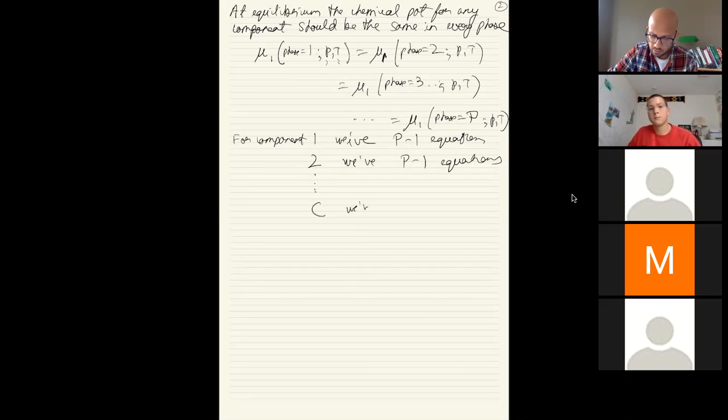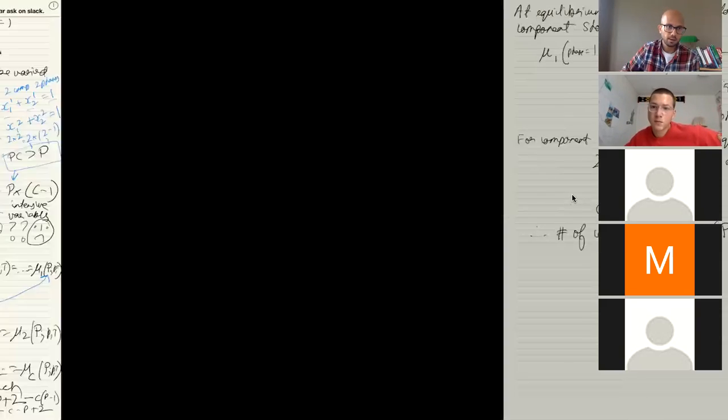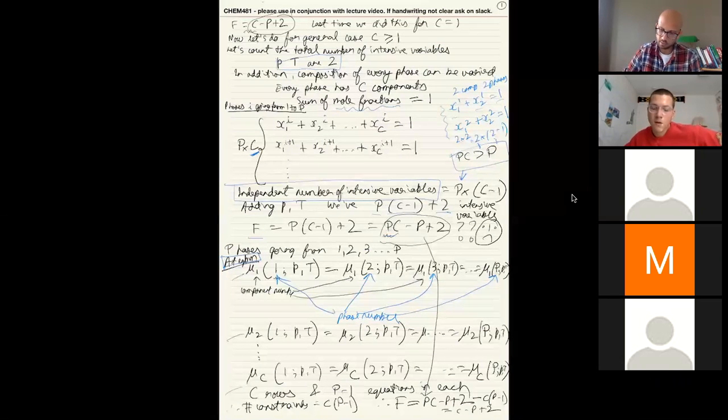Component number C, we again have P minus 1 equations. So the number of constraints that we just came up with is C multiplied by P minus 1. And all those equations were written down here. That's what I did over here. So we just derived C multiplied by P minus 1 constraints, and we had degrees of freedom.